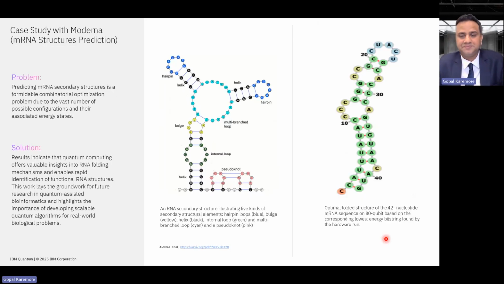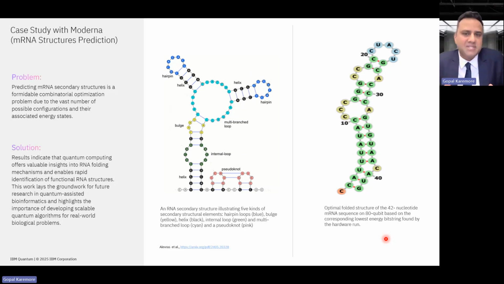Another interesting use case that we have done with Moderna is about the mRNA secondary structure prediction. As you know, mRNA therapy has been there for a long time, right? It has always been interesting because mRNA has the advantage that you can actually sequence any protein, which you can't do with recombinant technology, right? It also has less off-target affinity, for example, right?